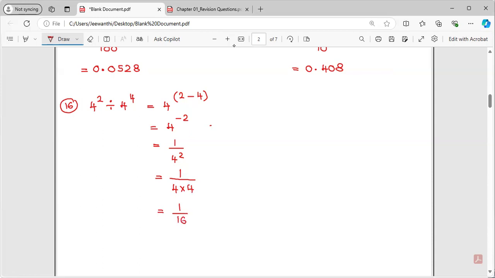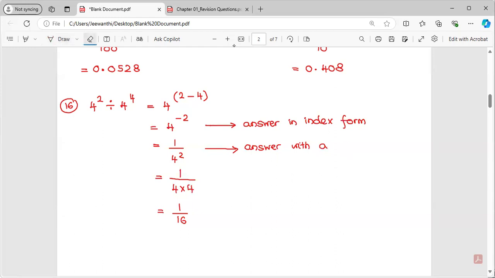So then you want to understand, this is the answer in index form. By any chance, if they have asked to write the answer with a positive index, then this is the answer with a positive index.